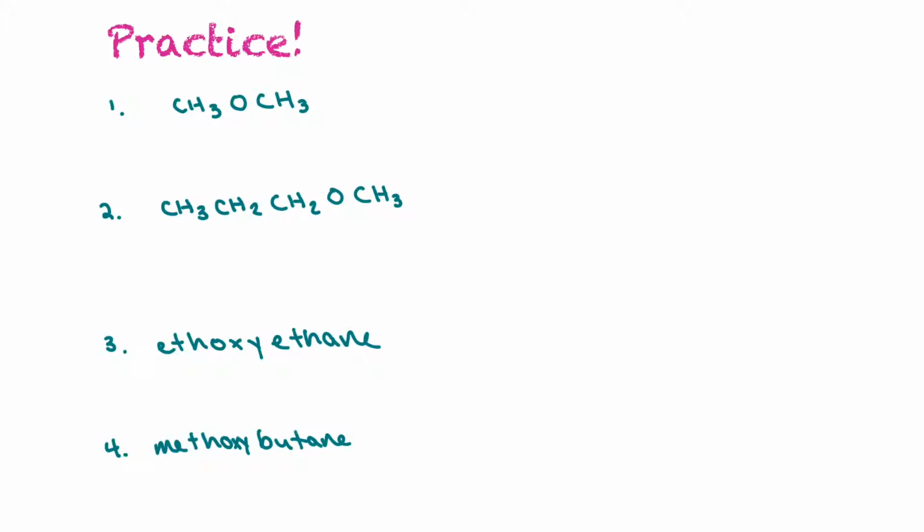So now we'll practice with some ethers. The first one, there's just 1 carbon on either side of the oxygen. So this is going to be methoxymethane, like so. The next one, there's 1 carbon here and then 1, 2, 3. So this is going to be methoxy again, but propane.